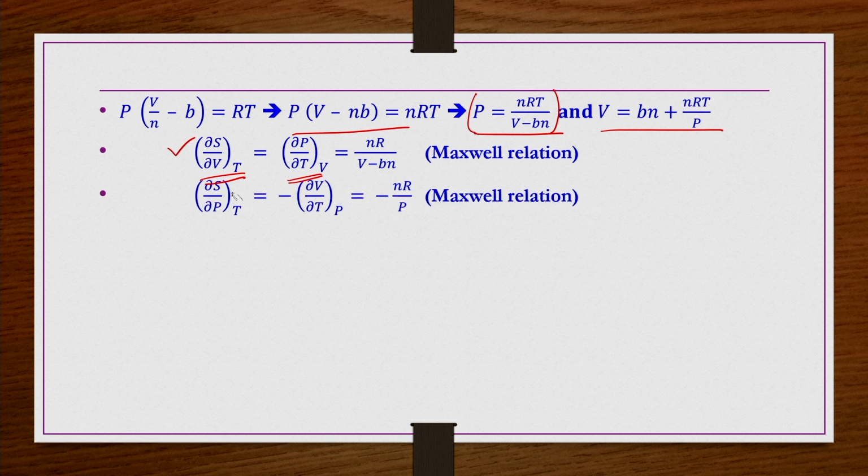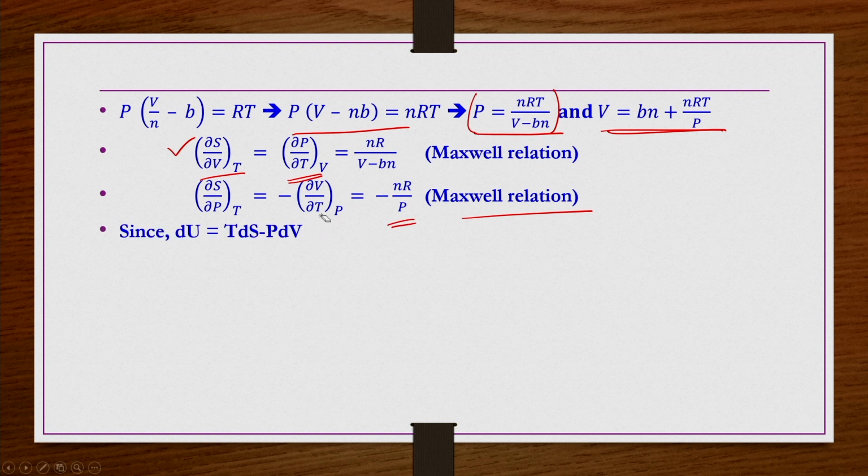Similarly, we have to find dou S by dou P, and from the Maxwell relation again, dou S by dou P at constant T is nothing but minus dou V by dou T at constant P. The V expression we already have. If you differentiate this expression with respect to T at constant P, dou V by dou T is nothing but nR by P. So dou S by dou P at constant T is nothing but minus nR by P.